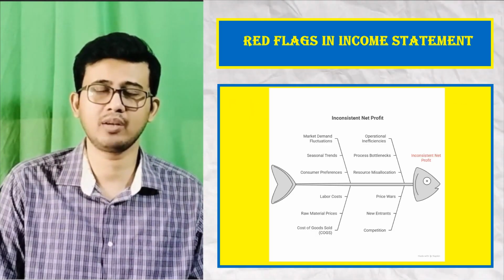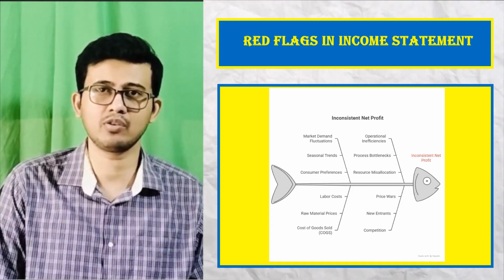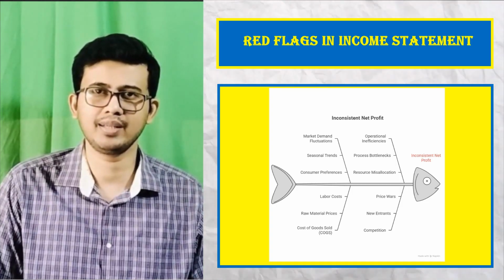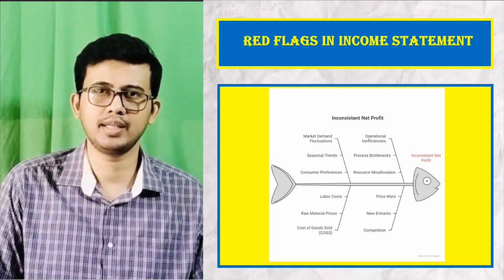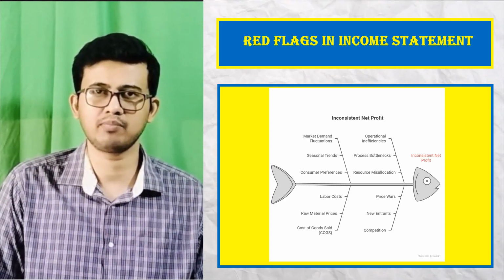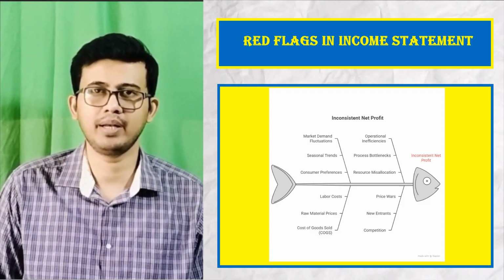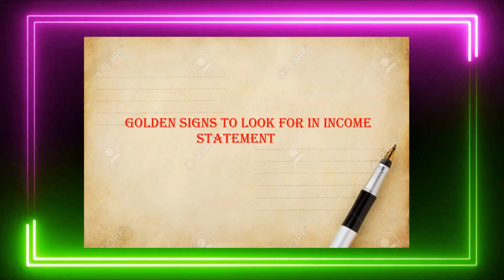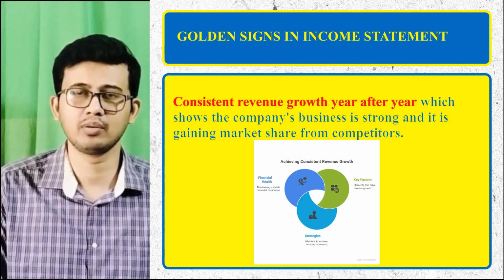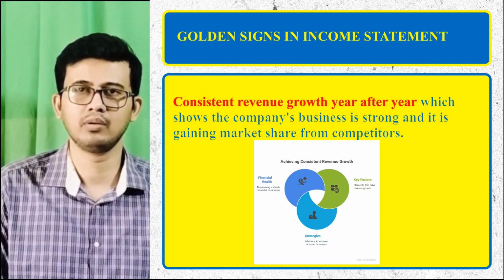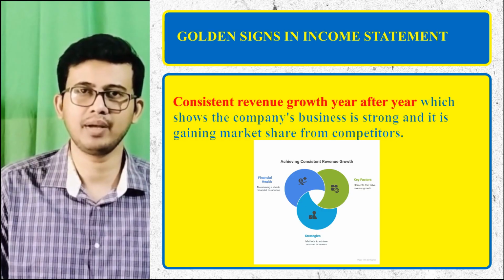Third one is inconsistent net profits or consistent losses over time. If the company that you are analyzing is in a cyclical sector like sugar, steel, infrastructure, then the company's profits may fluctuate wildly year after year. Generally, cyclical companies' profits are heavily dependent upon the state of the economy. Other than these red flags, there are some golden signs too in the income statement, looking at which you should invest in a company. First one is consistent revenue growth, which is higher than the competitors' revenue growth. When a company is able to outperform its competitors in revenue growth, then obviously it's a good sign and you should invest in such companies.